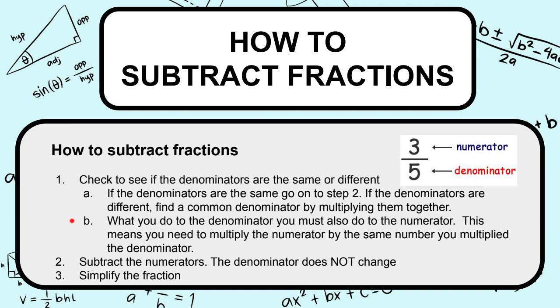Step 1 has 2 parts to it, but before we get into the steps, I just want you to look to the right of your screen where you see this little image. I have a fraction here. The fraction is 3/5, and I have 2 parts pointed out. The 3, or the top number, is known as the numerator, and the bottom number, the 5, is known as the denominator. Throughout this video, I'm going to be referring to numbers as the numerator or denominator, not the top number or the bottom number. So just make sure you're familiar with those terms.